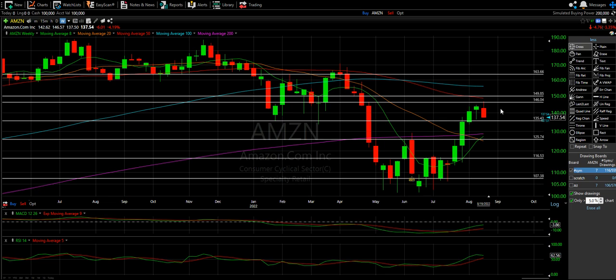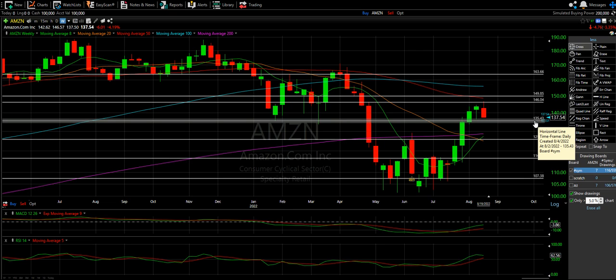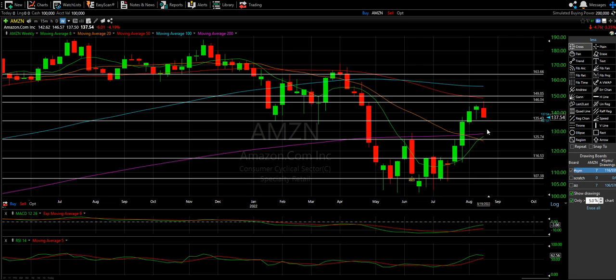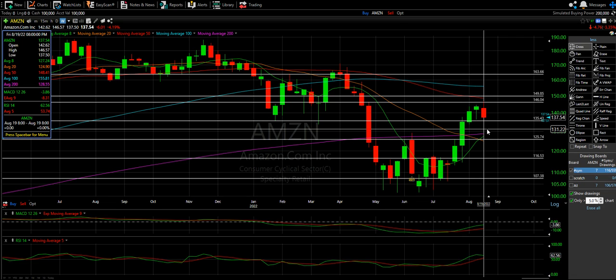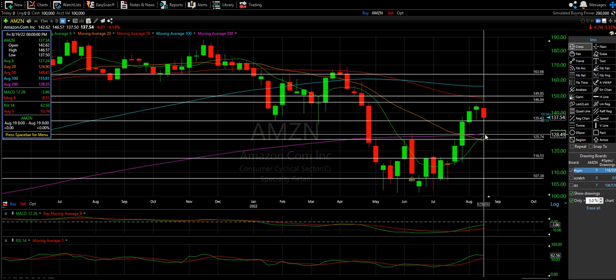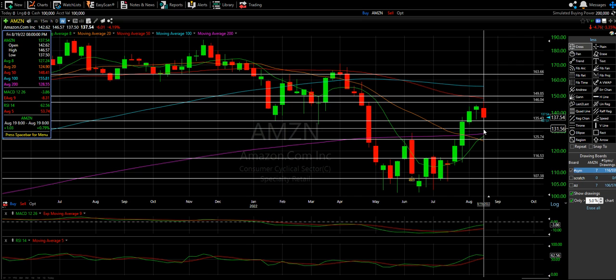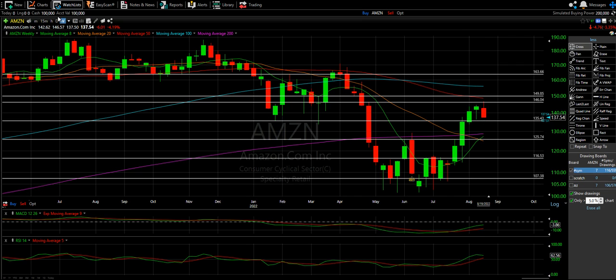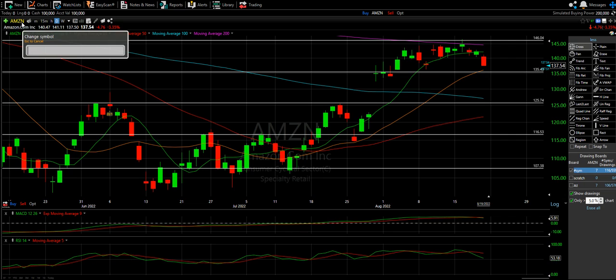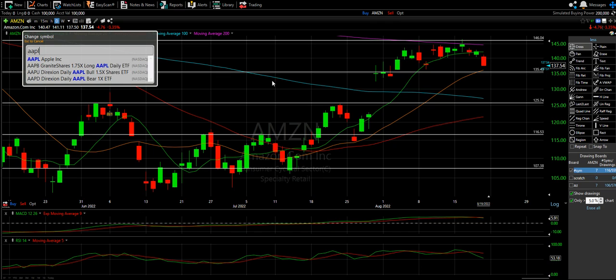Actually, this doesn't look too bad compared to Meta, but I do see us probably testing this 135. If we lose 135, I could see us basically coming down to 130. I don't think we'd come lower than 130. I don't really want to touch this 200 again. But 131, 130, I could see being realistic on Amazon. So this might be the theme of the rest of this. These are not looking too positive.